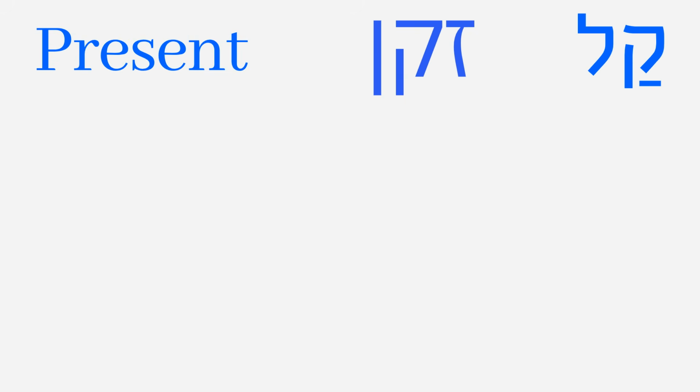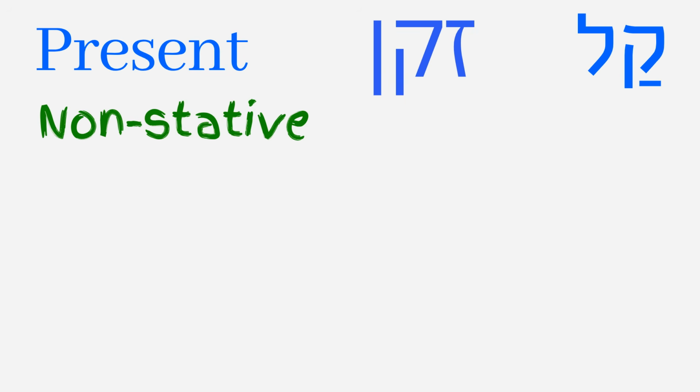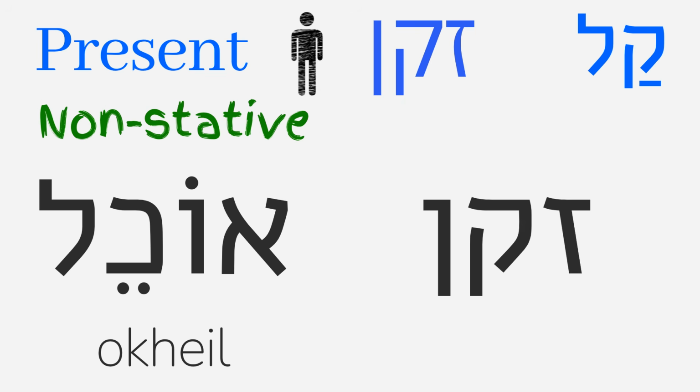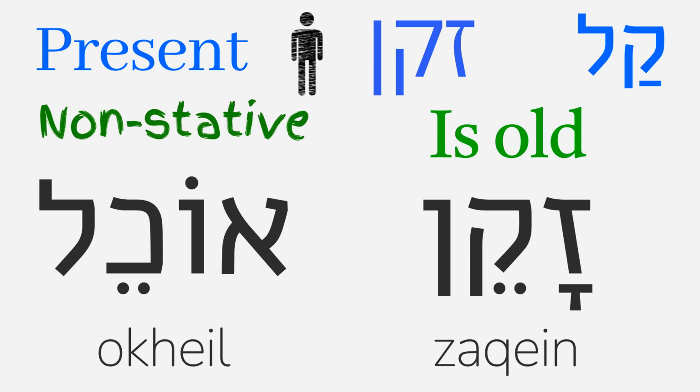Now let's see the present tense. This will be quite different from non-stative verbs, like ochel, for example, which means eats, a masculine singular present tense kal verb which is non-stative. For most stative verbs, the vowels on the root letters will be a kamatz and a tsere in the masculine singular form of the present tense. Zaken is old in masculine singular form.